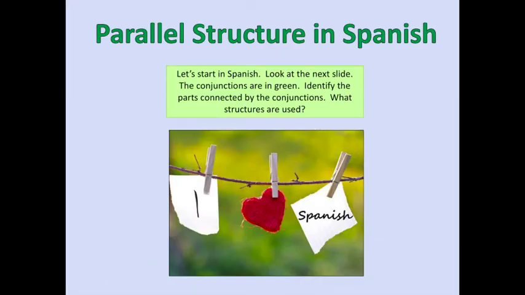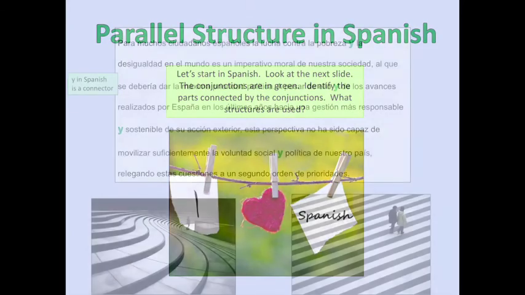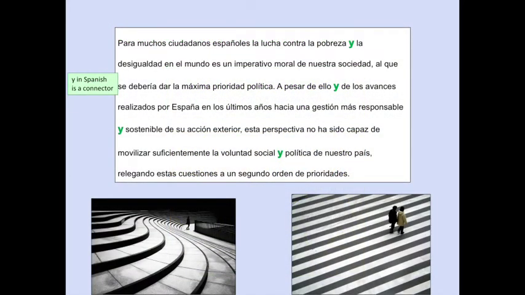Spanish also uses parallel structure. So let's look at some examples in Spanish. On the next slide, you'll see conjunctions in green. You should identify the parts that are connected by the conjunctions and think about what grammatical structures are used. Can you identify what structures are being connected with the connectors?